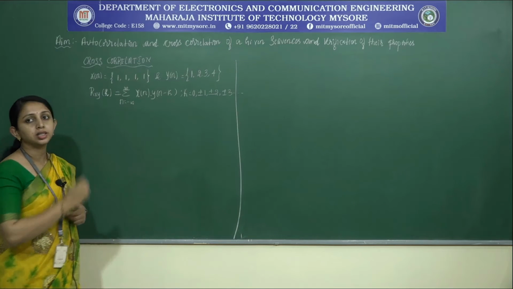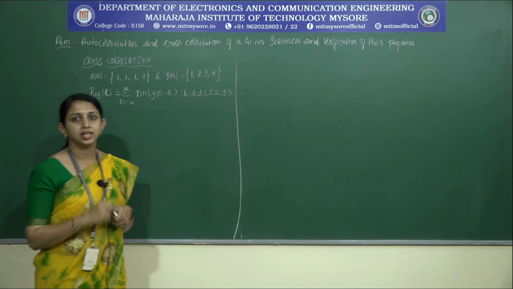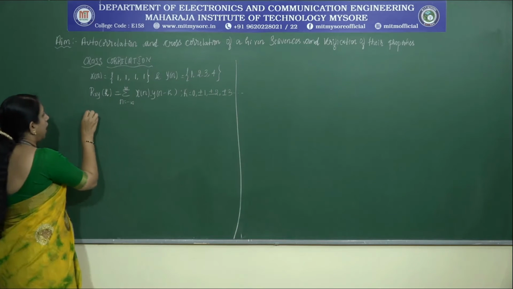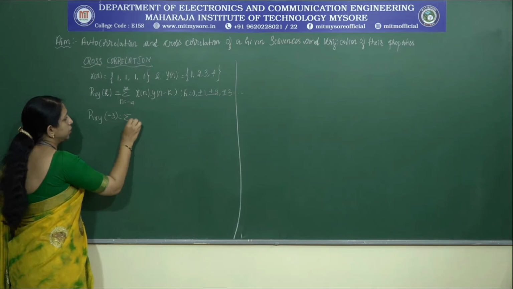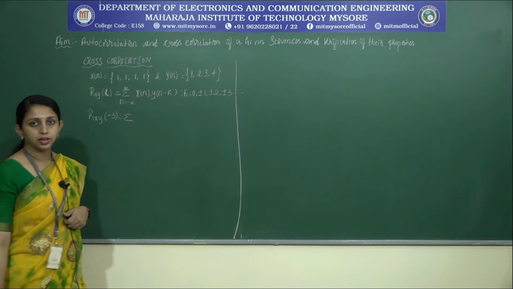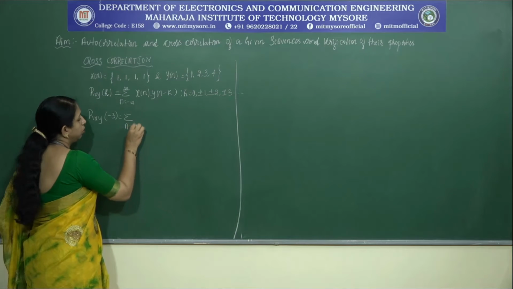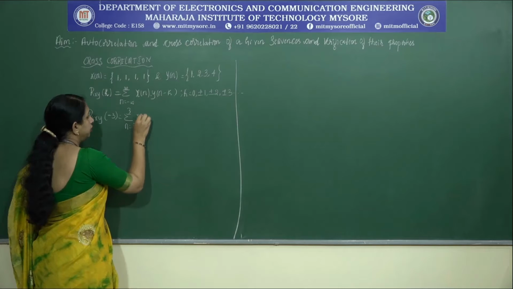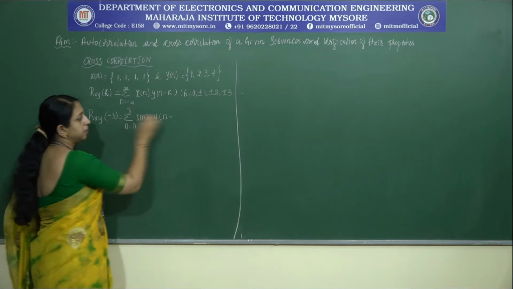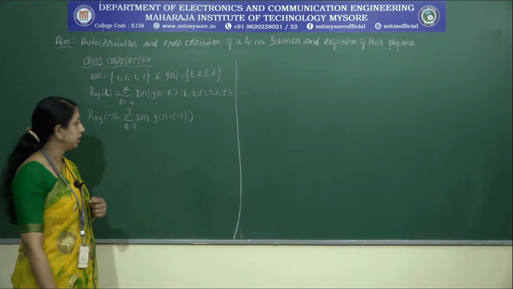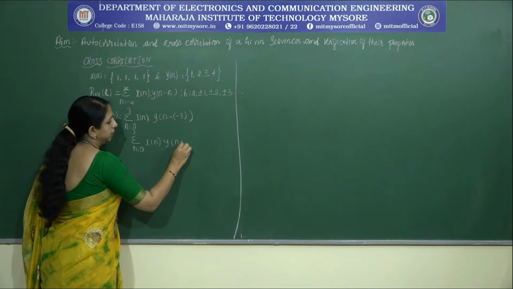Now let us solve the equation for different values of k. As k starts from minus 3 according to the considered values, I will put k as minus 3. RXY of minus 3 is equal to summation. In both inputs, I have considered the length of n as 4, that is 0 to 3. Write n equal to 0 to 3, x of n into y of n minus k, where k is minus 3, so within the bracket write minus 3. Then simplify this: summation n equal to 0 to 3, x of n, y of n plus 3.